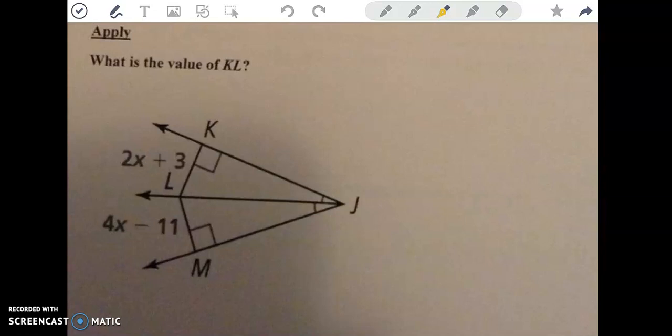Okay, this is part two. Hopefully you've already done this particular problem before you started this. If you haven't, pause it now, do the problem, and then come back and see if you got it right.